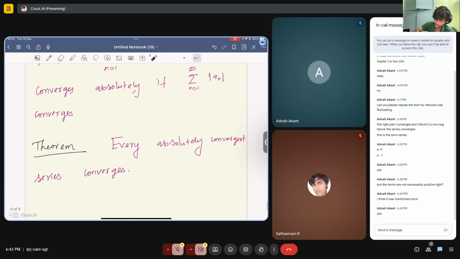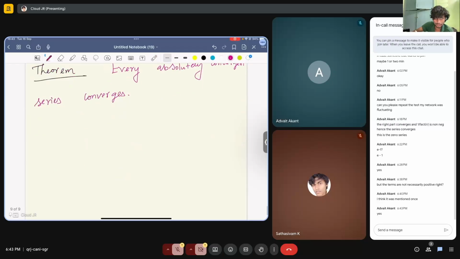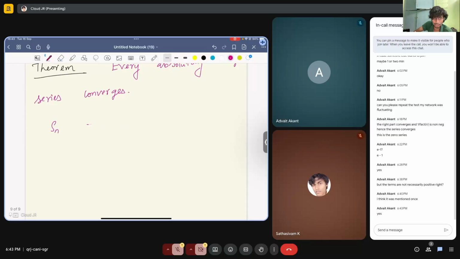So what you do is you consider two terms, S_n and sigma_n. Maybe I'll write here, and you can write. S_n is basically the partial sum, summation i equal to 1 to n of a_i, and let's say sigma_n is nothing but the summation i equal to 1 to n of the absolute value of a_i. So I have two terms here.